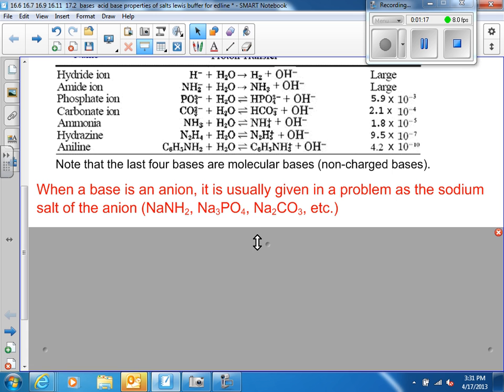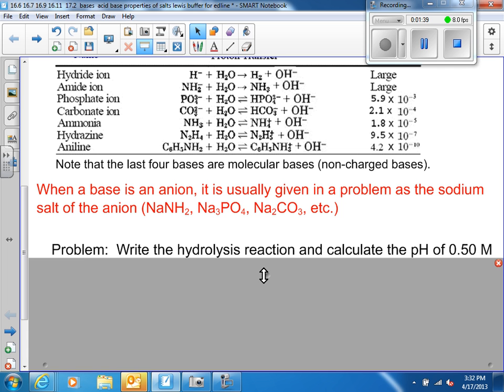Another important note, when we have a base that's an anion, we write the base as a sodium salt of the anion. So we'll have the sodium ion with the anion, and whenever you have a cation and an anion, we call it a salt. So we will ignore the sodium ions and just look at the anions when we're talking about the base equilibrium reactions.